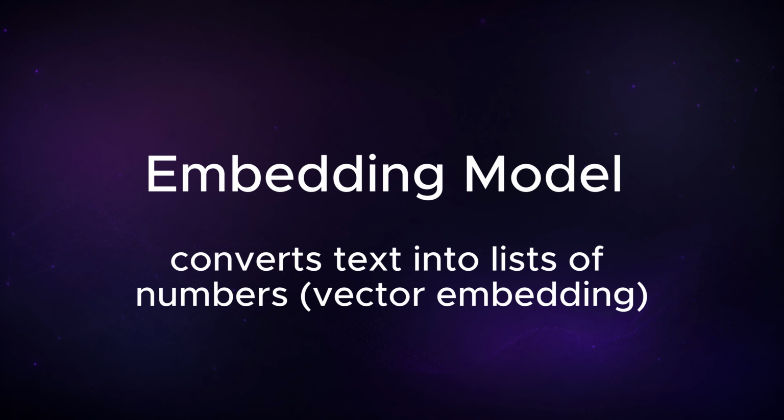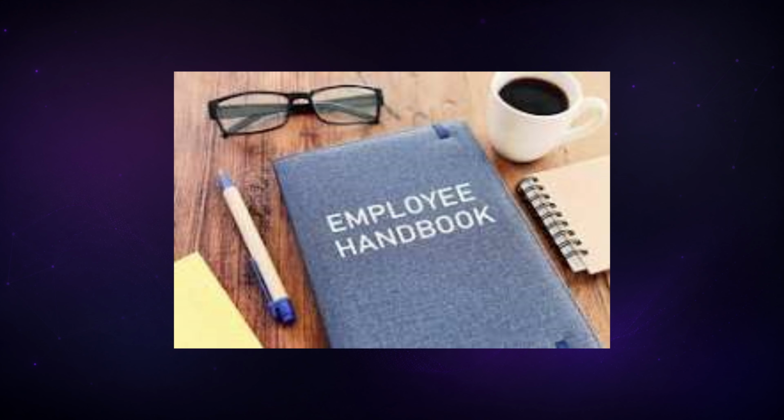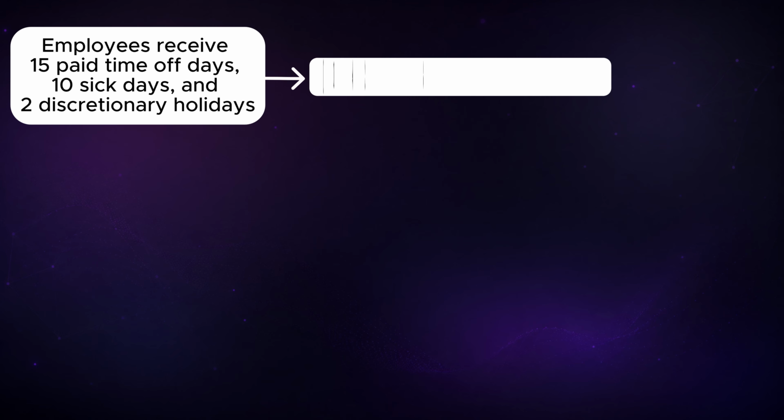So for example, let's say we're using the employee handbook. We want to use that in our RAG system, and we've broken it up into chunks. Maybe one of our chunks says something like, employees receive 15 paid time off days, 10 sick days, and 2 discretionary holidays. That embedding model would take that chunk and turn it into something like this. And that looks meaningless.